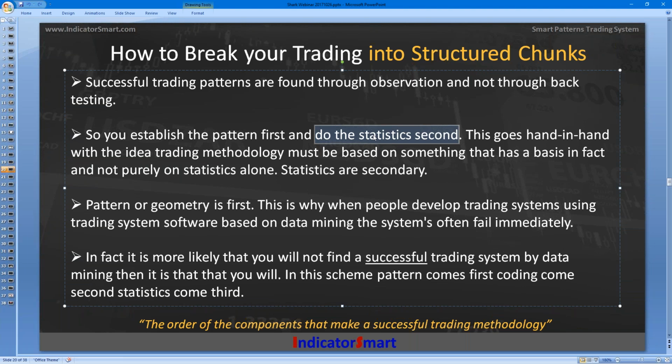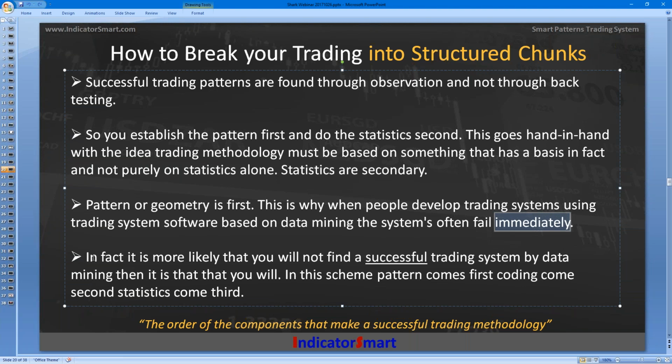This is why people develop trading systems using trading system software based on data mining. This is where you go through, oh yeah, the stochastic is doing this and the moving average is doing that. And they often fail immediately. And for me, they fail even more. If I decide I'm going to trade that system, I start losing money before I even take my first trade. Ha ha ha, just being funny.